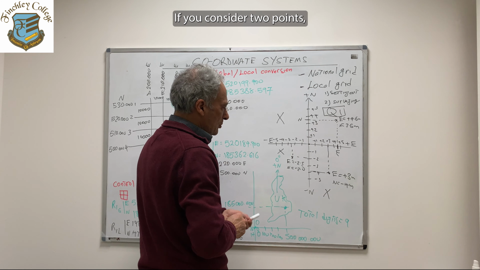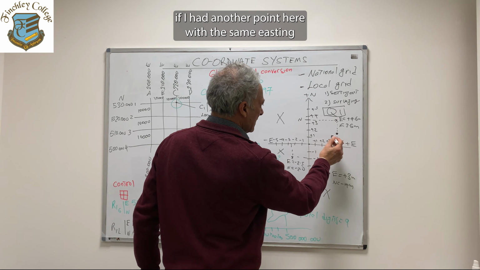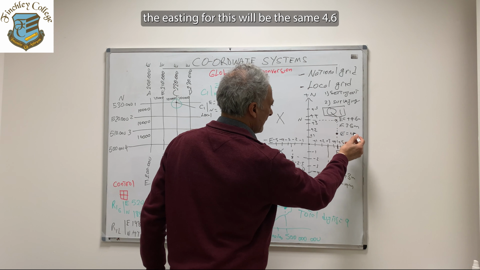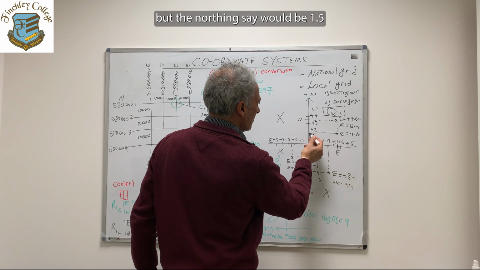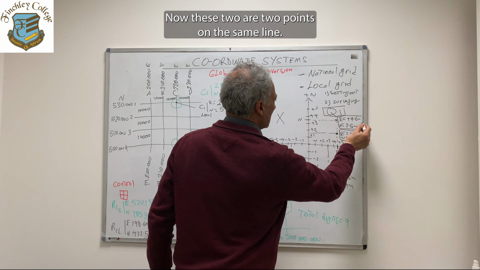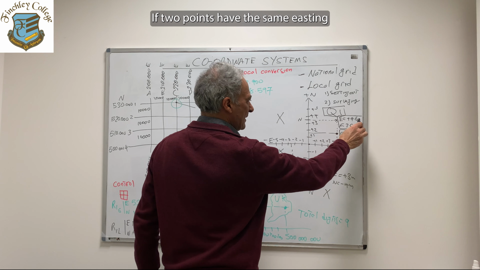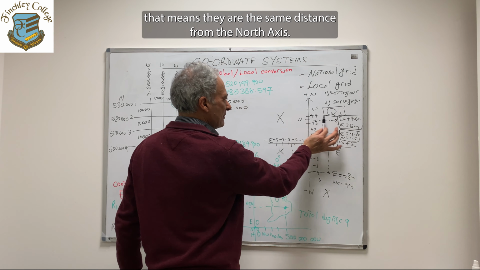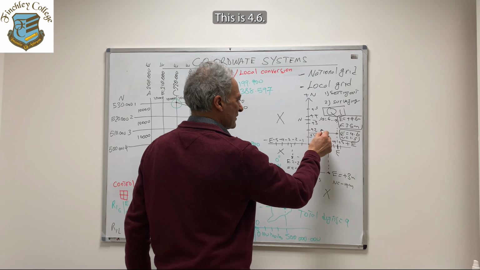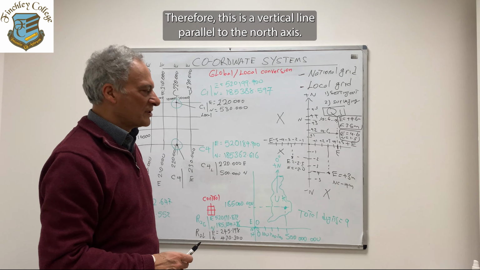if you consider 2 points, if I had another point here with the same easting, the easting for this will be the same, 4.6, but the northing, say, will be 1.5 meters. Now these two are 2 points on the same line. If 2 points have the same easting, that means they are the same distance from the north axis. This is 4.6, this is 4.6. Therefore, this is a vertical line parallel to the north axis.